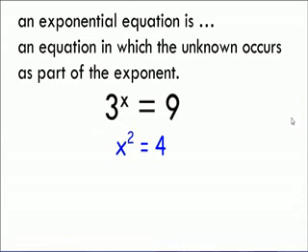X squared equals 4 is not an exponential equation because the unknown value is not the exponent. It does have an exponent, but the exponent is not unknown. The exponent is known, so that is not an exponential equation.